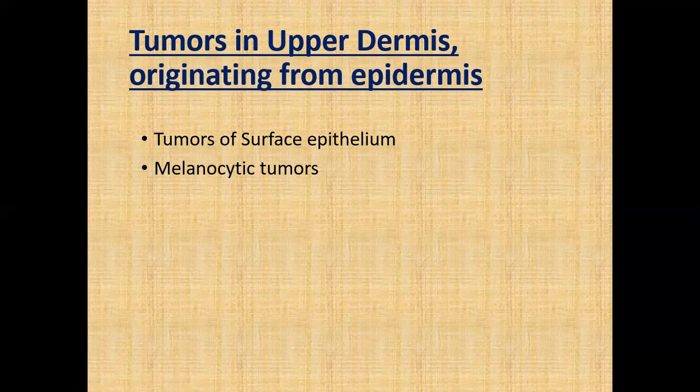The third portion of the skin where we are going to discuss the particular type of tumors is the upper dermis. Usually the tumors in the upper dermis originate from the epidermis. These include, again, the tumors of surface epithelium, both basal cell carcinoma as well as squamous cell carcinoma. They are seen in the upper dermis, along with melanocytic tumors. I have already discussed the two types of malignant tumors, that is the lentigo maligna and superficial spreading melanoma.